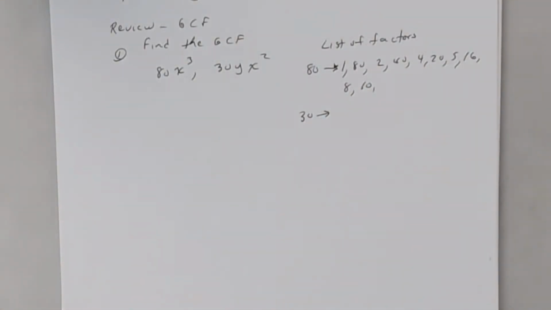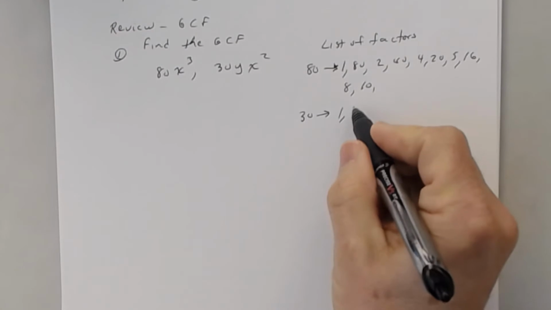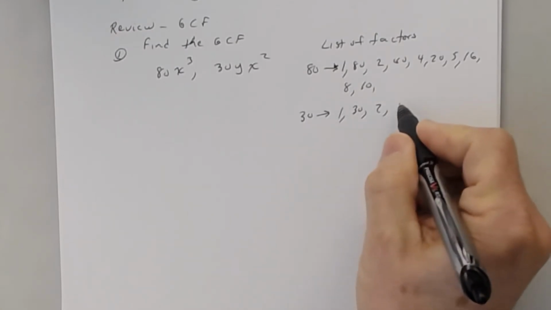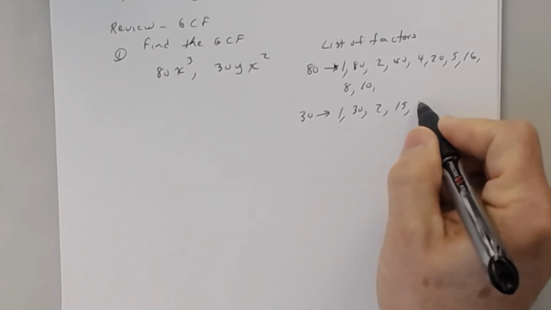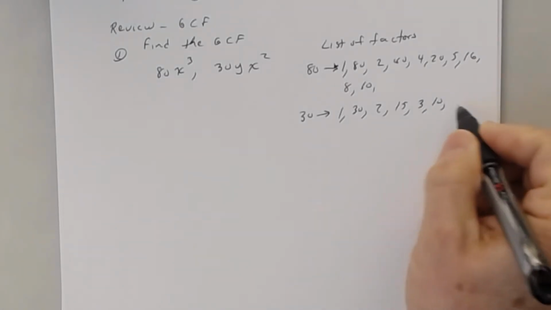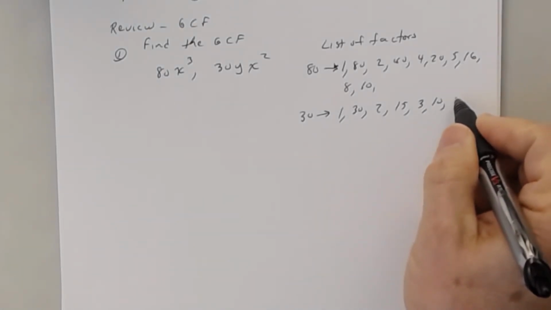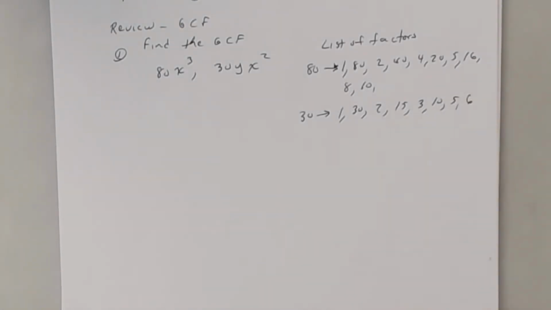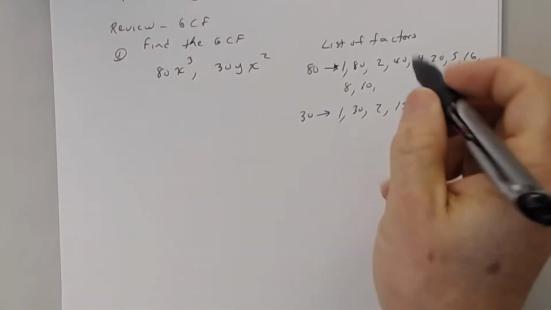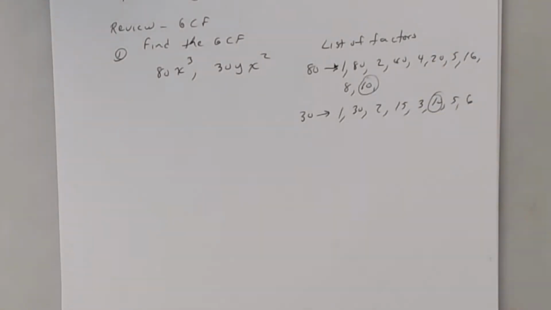30 is a little quicker to do. 1 and what? 30. 2 and what? 15. 3 and what? 10. 5 and 6. Anything else? I think that's it, right? So we have a lot of common factors here, but which one's the largest? Is it 10? Is that what y'all saying? Okay. So 10 is the largest common factor.